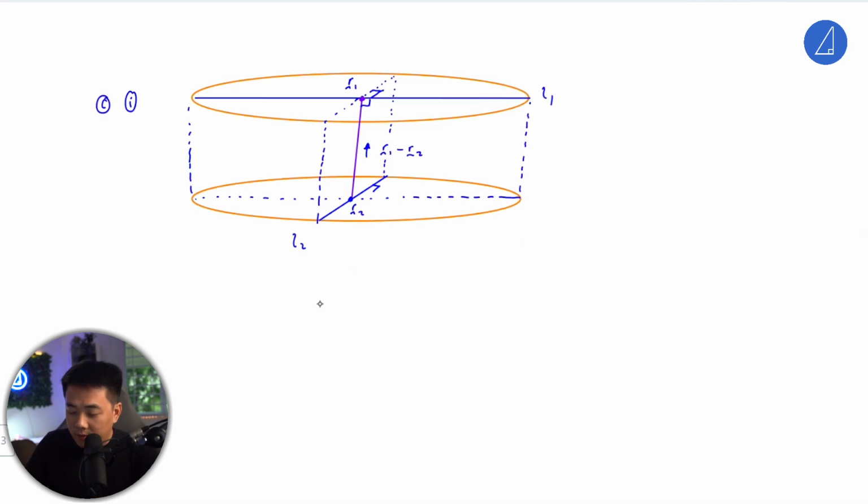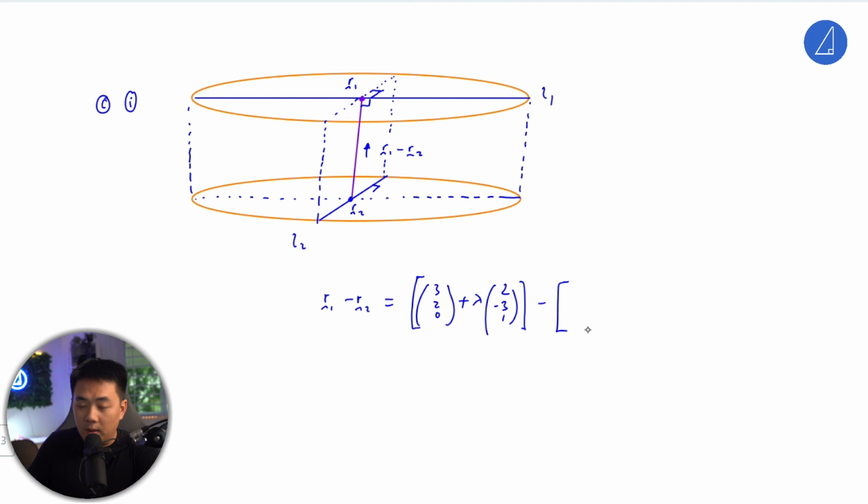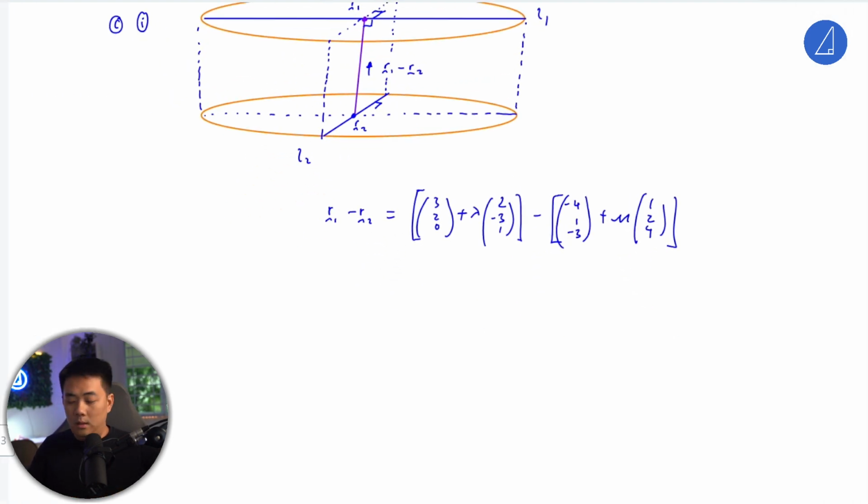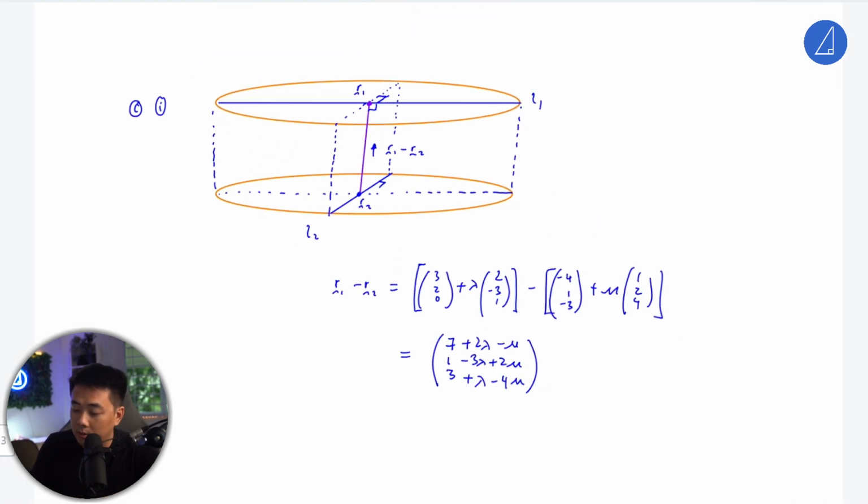So firstly, we're going to just find R1 minus R2. R1 was given by (3, 2, 0) plus lambda (2, -3, 1), minus of (-4, 1, -3) plus mu (1, 2, 4). Okay, so this is R1 minus R2, with the (1, 2, 4).